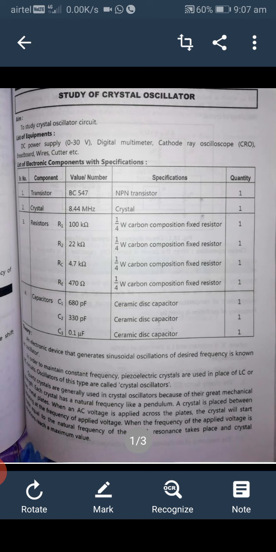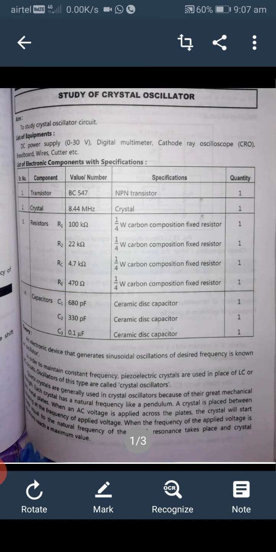List of electronic components with specification: transistor BC547, NPN transistor, quantity required is 1. Crystal oscillator, 8.44 MHz crystal, quantity required 1.